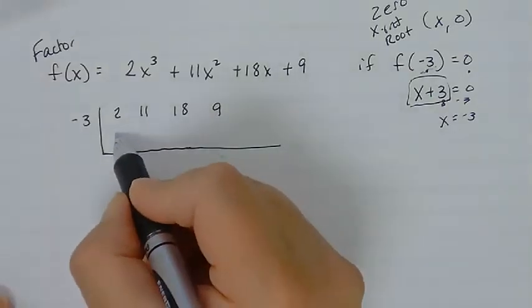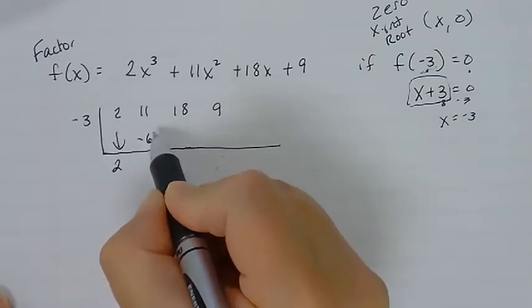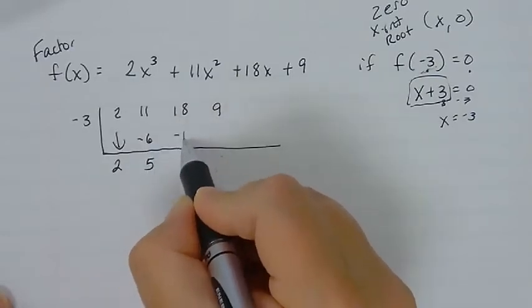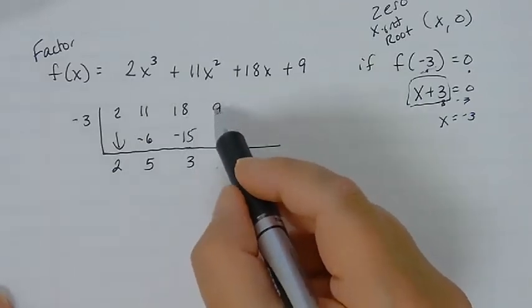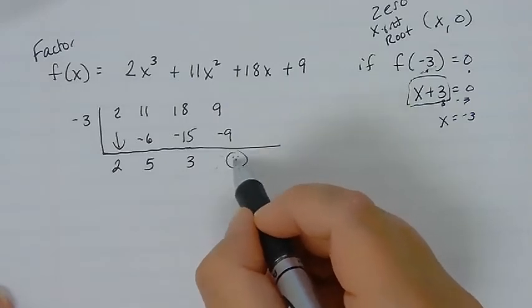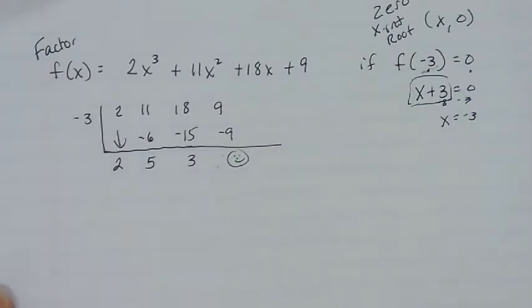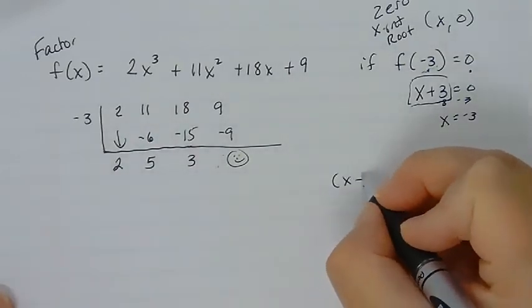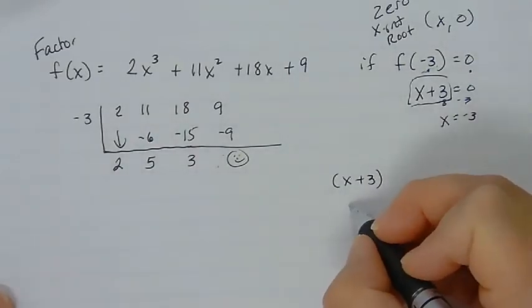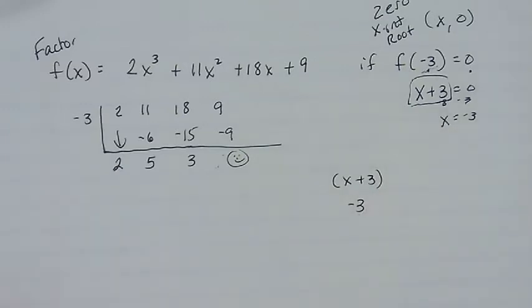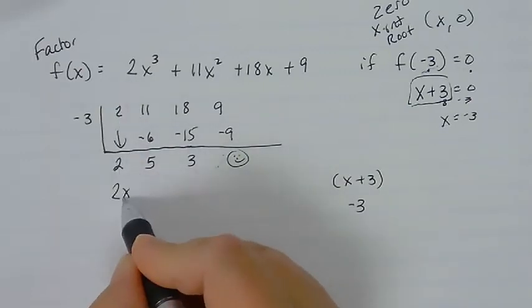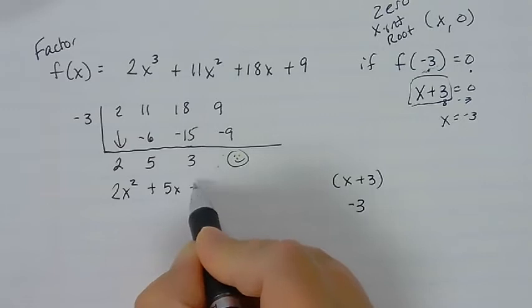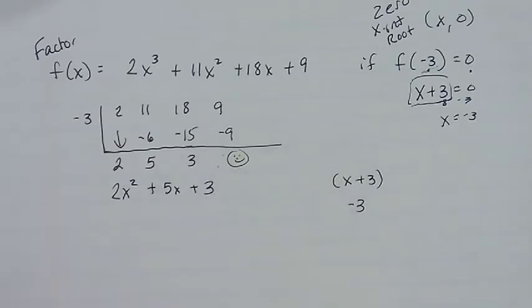So let's try it. Bring down the 2, -6, add, multiply, add, multiply. This time these cancel out. That's a good thing. I always put a little happy face there because that means that x plus 3 was one of my factors. So in turn, -3 was a zero or root. If I divided out an x plus 3, what I'm left with is 2x squared plus 5x plus 3. And then I can try to see if that part will factor again, and I don't think this one does.